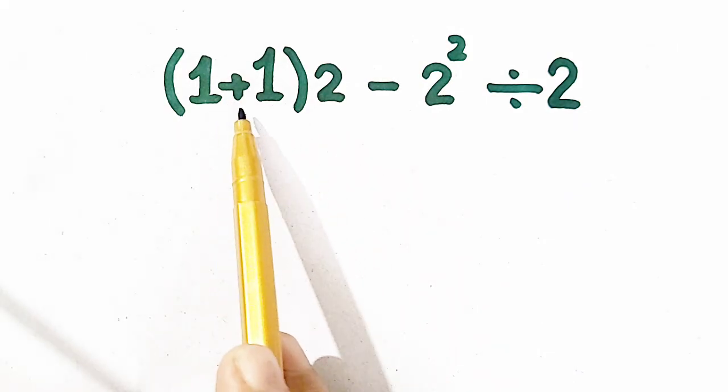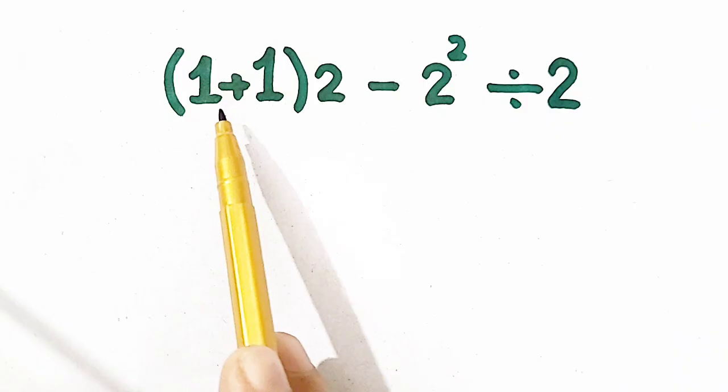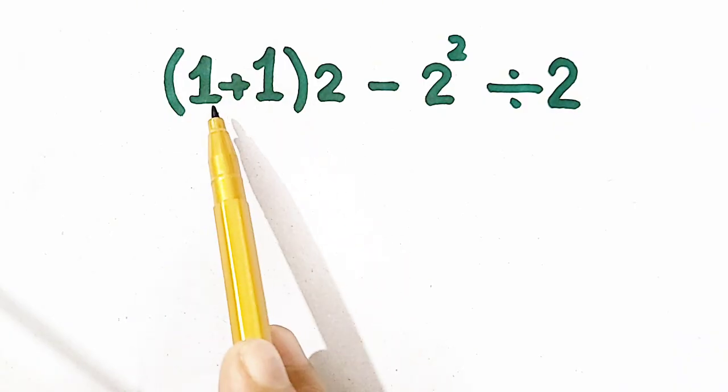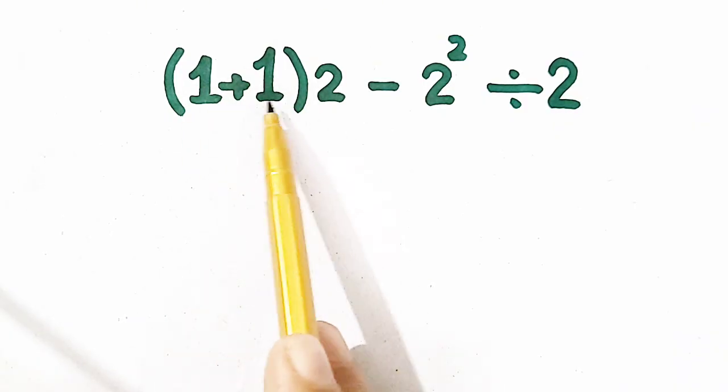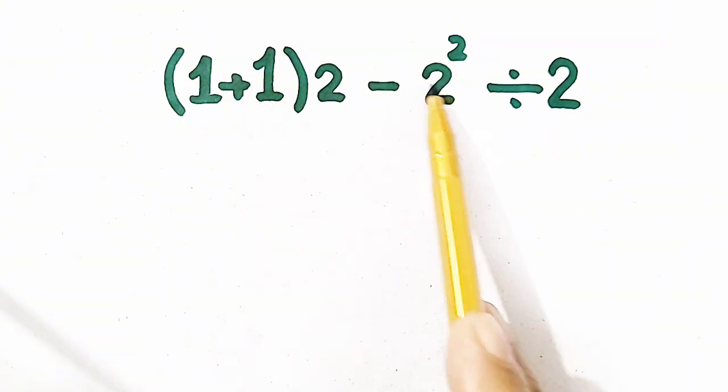Look, this question: 1 plus 1 is in the parentheses and 2 is outside the parentheses. This means the parentheses is a single term, and 1 plus 1 is 2. 2 times 2, we will get 4 here. Okay, now 4 and 2 squared.